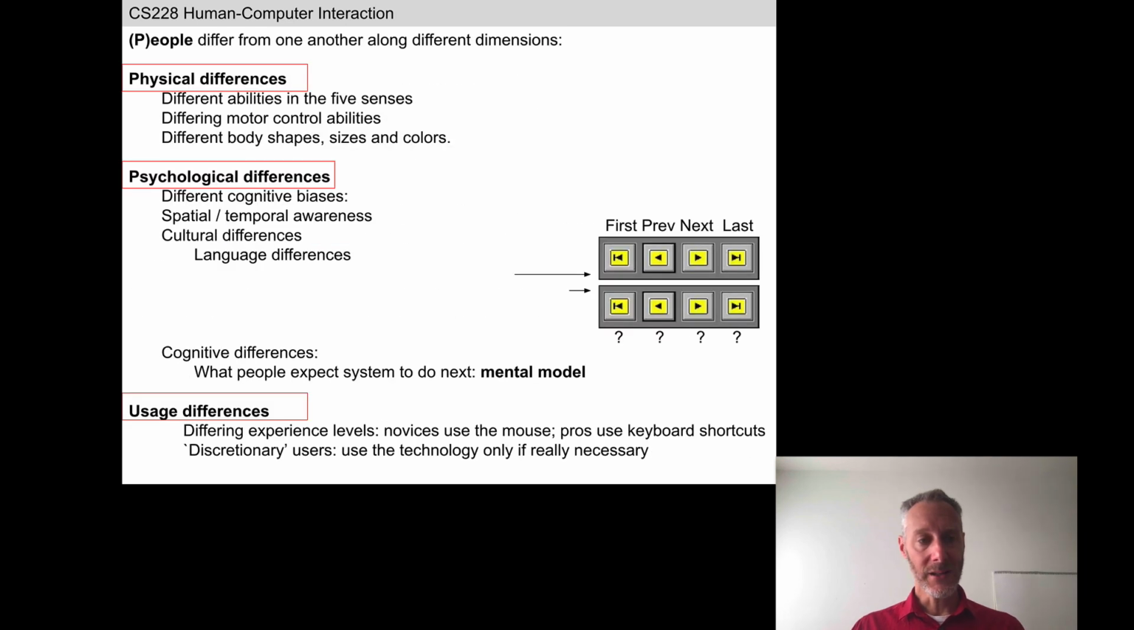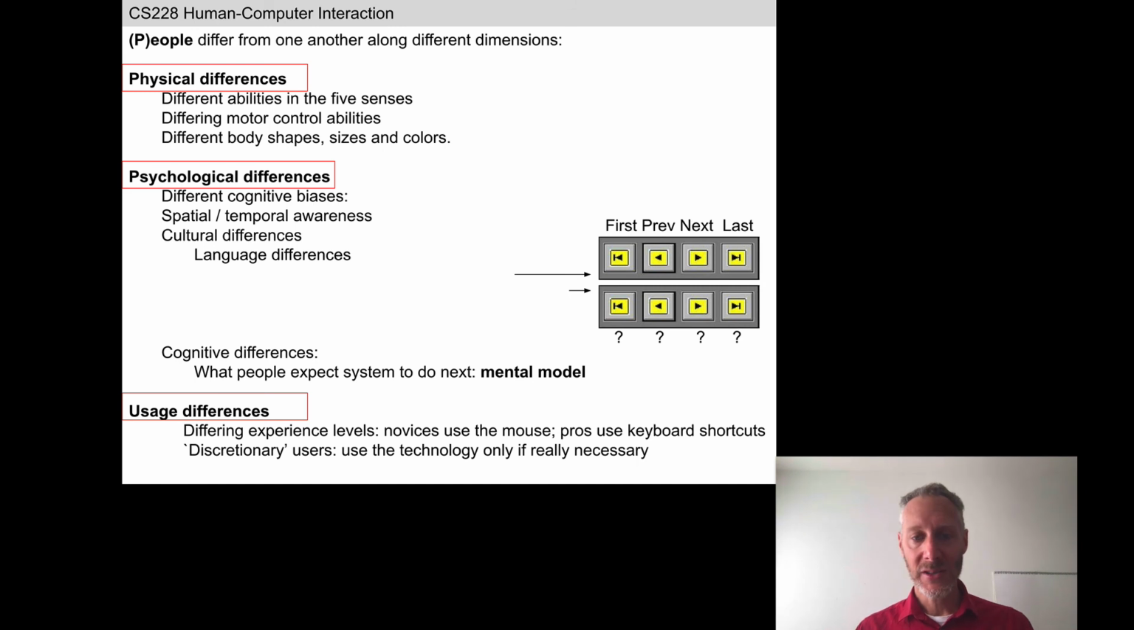So we ended last time by starting to unpack people. What do we mean by putting people first? And then we will move on in a moment to unpacking activities. What are the various aspects of an activity that we need to think about when creating an interactive technology to support it? And then finally, we'll move on to context.